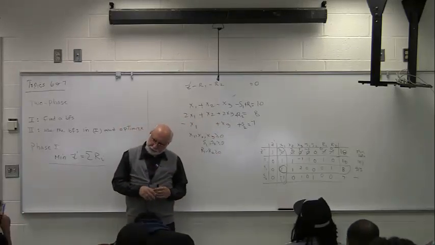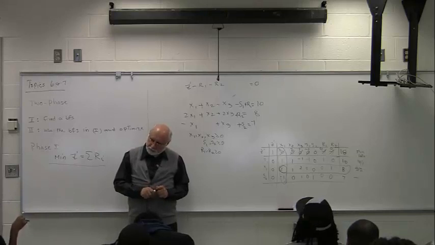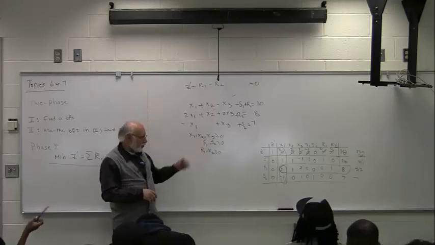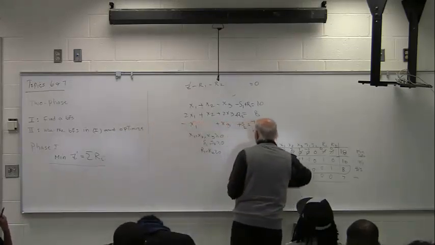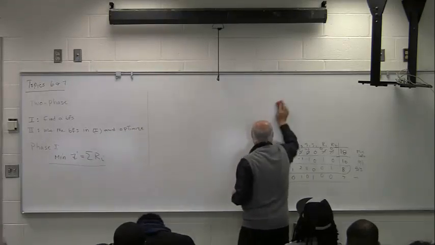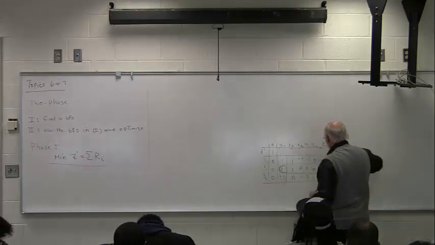What if you're in the first phase, and all your artificial variables are now zero, however you still haven't reached optimality because there are still positives in your zero row? Well, I'll do a couple of examples for you right now. Hold on. Let me do this example for you, and then we will see.